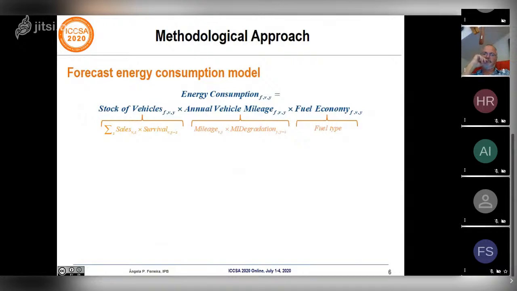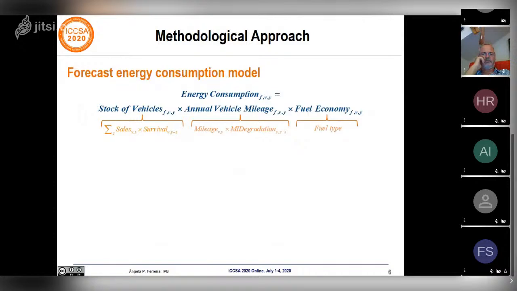The energy consumption in the transport sector is defined based on the product of the related variables: stock of vehicles, annual vehicle mileage, and fuel economy. The stock of vehicles relates with the sales and the survival index. The sales forecast is obtained through a regression model considering the gross domestic product, and the survival was estimated according to the Gompertz curve and represents the percentage of vehicles in use related to their vintage, that is to say, the year in which the vehicle starts its use.